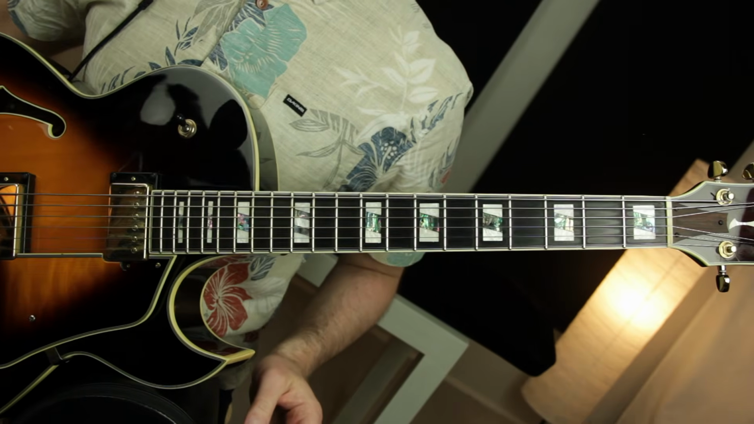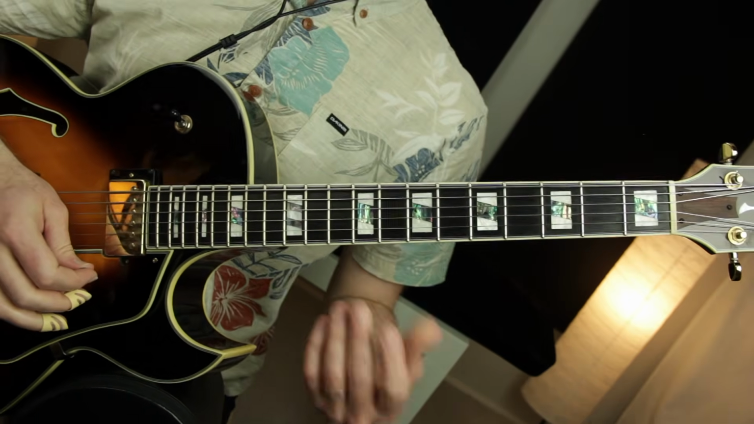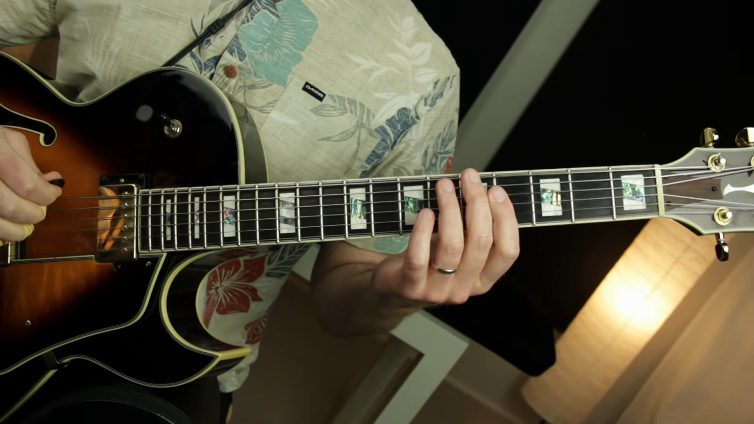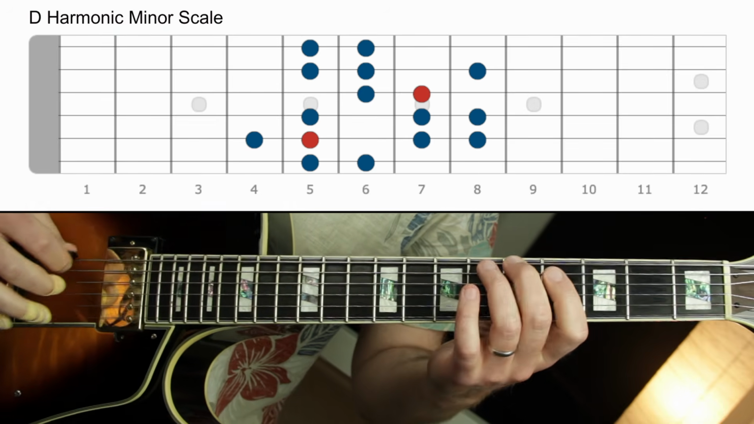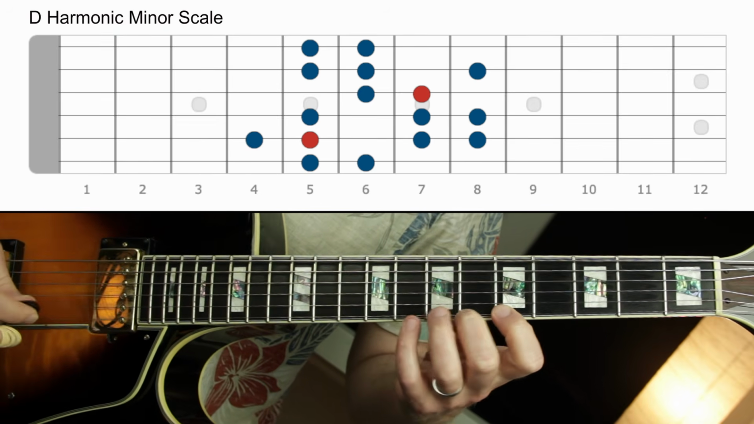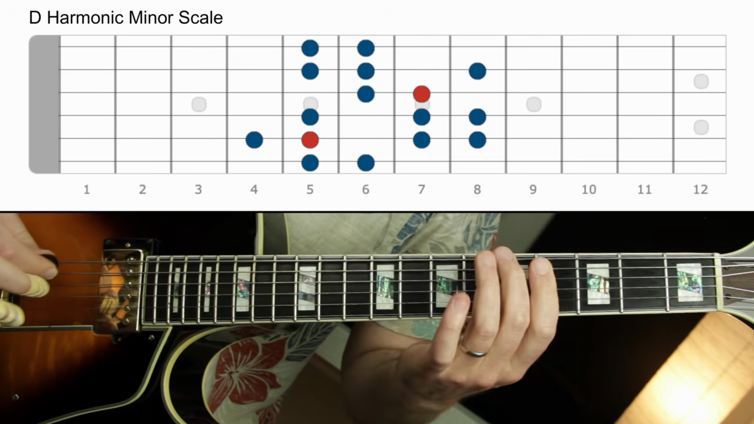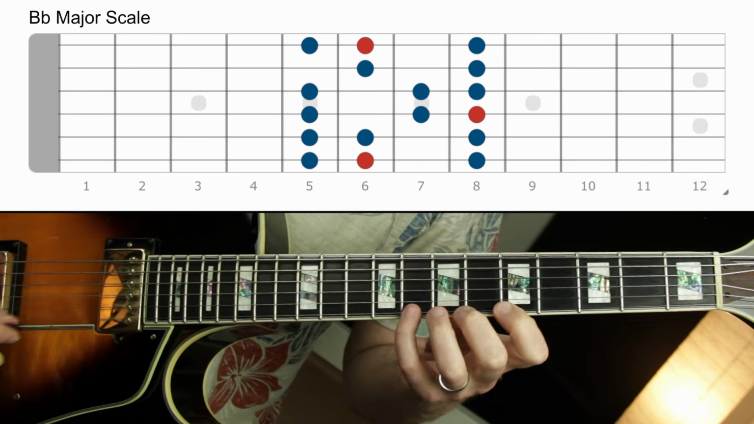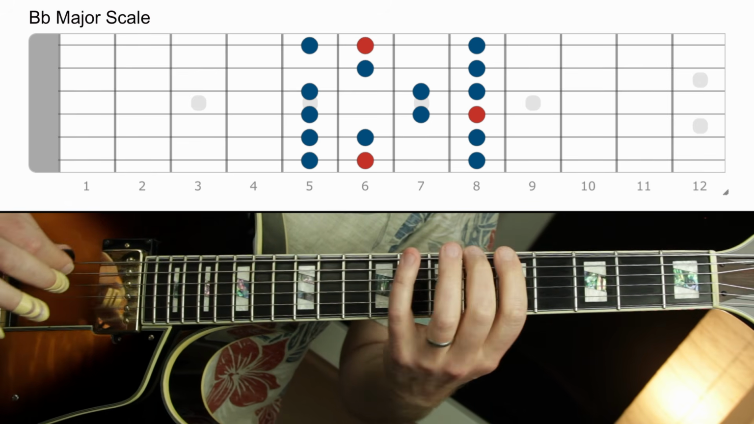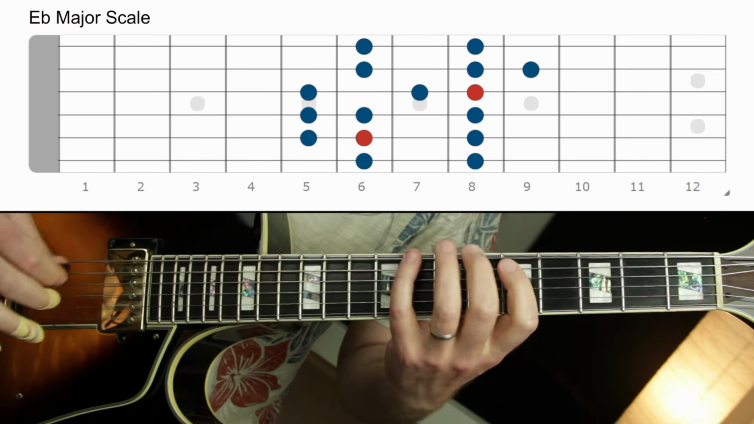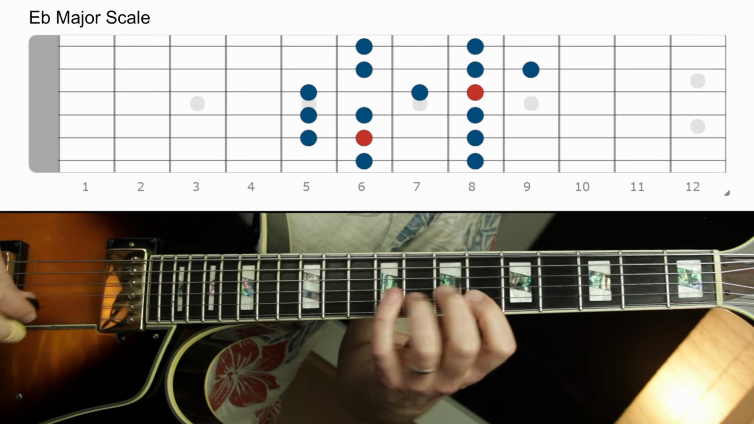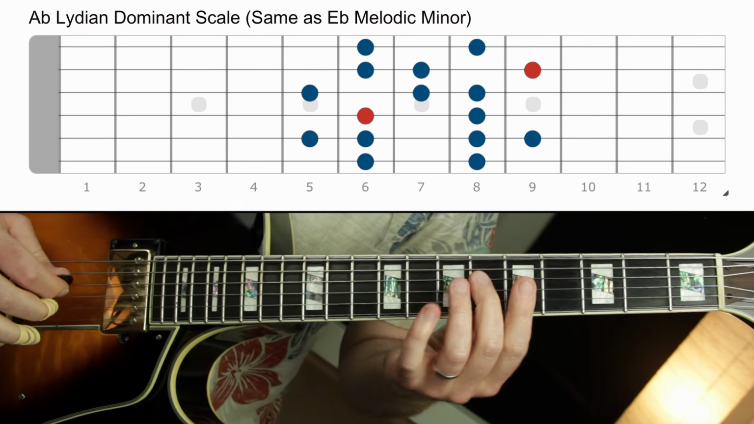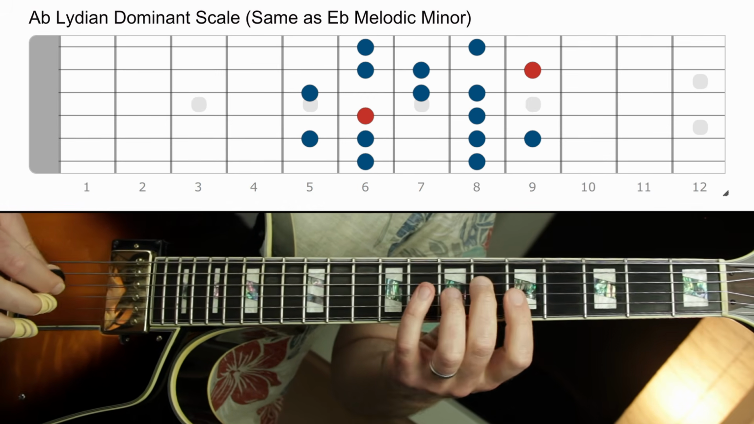Okay, here's all the scales for Stella by Starlight, the scale diagrams on the screen for you and demonstrations just so you can hear it and see it and slowly work on it for yourself. The first one is D harmonic minor. Next one is B flat major scale. Next one is E flat major. And then we have A Lydian dominant. A flat Lydian dominant. There's A flat right there.